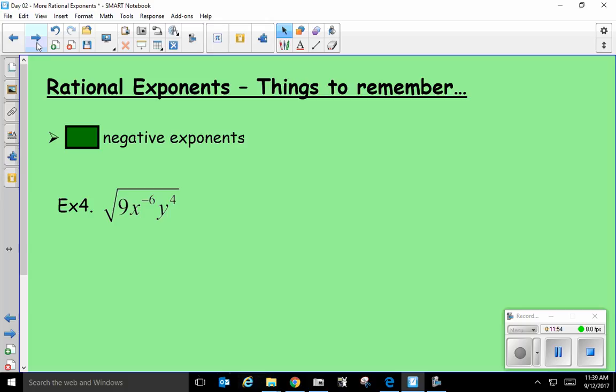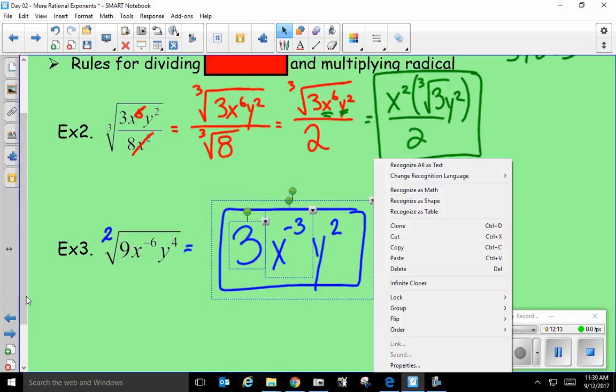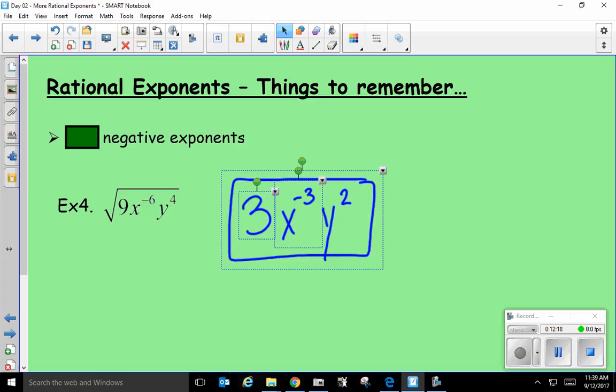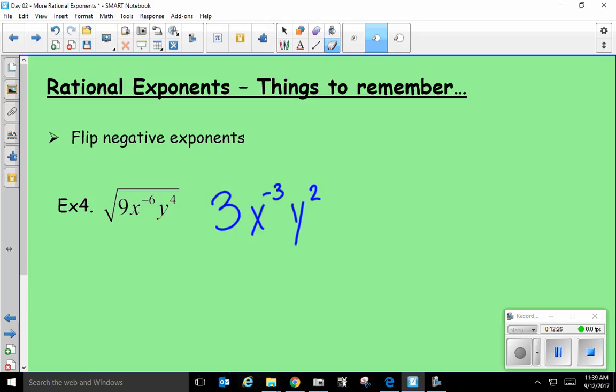So, what do I do with negative exponents? I flip them. I could do this one of 2 ways. Didn't we just say our answer to this problem right here? Didn't we say the answer was this? We just did this problem. How?